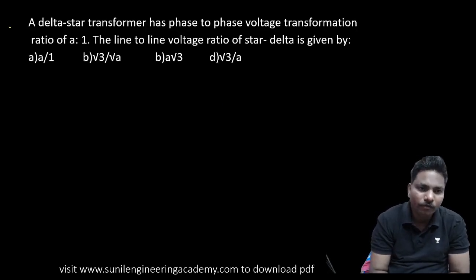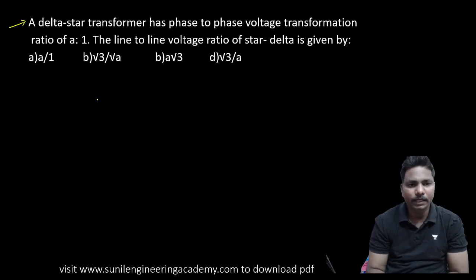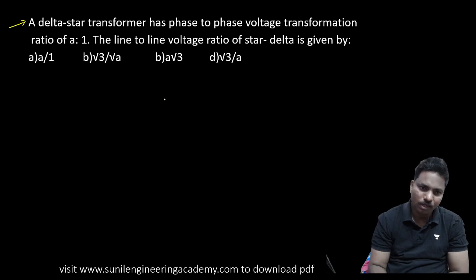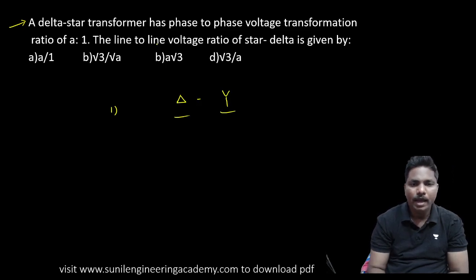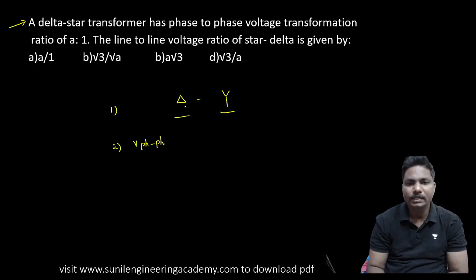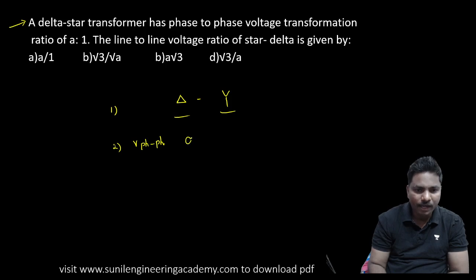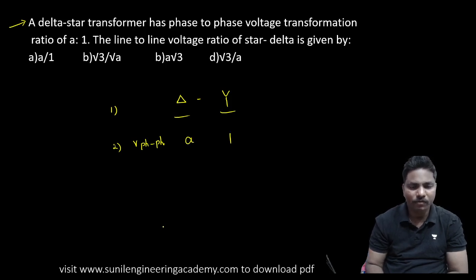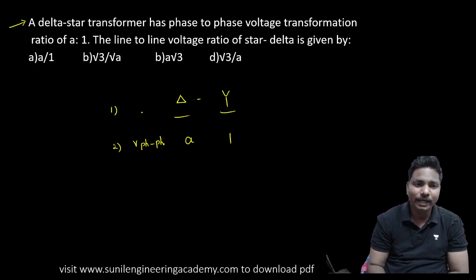Listen carefully, from this question you can get a clear understanding. A delta star transformer. So what is the first step? Note the delta star transformer like this. Second step, what is it? Phase to phase voltage. In case of delta, they have given A. In case of star, they have given 1. Don't worry whether it is A or K, turns ratio or transformation ratio. They have just given a ratio, and we take it like this.